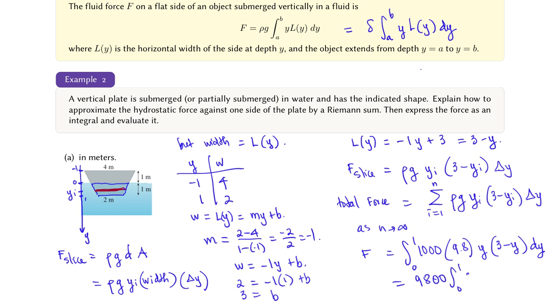We simplify this definite integral. 9.8 times 1000 is 9800, which is a constant, so we move it to the front. Evaluate this integral. We will get 11,433.33. The unit is newtons.